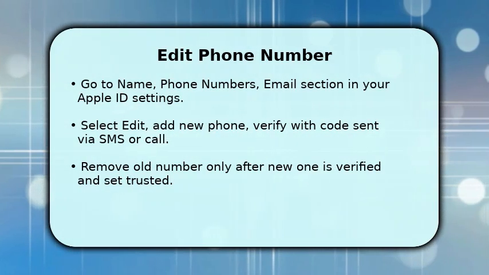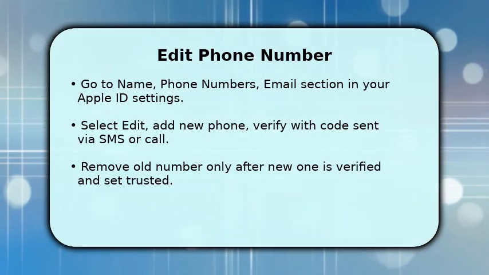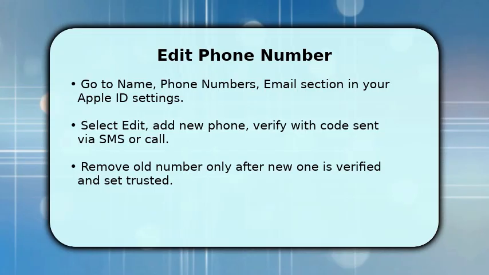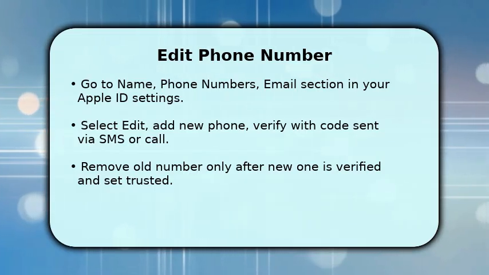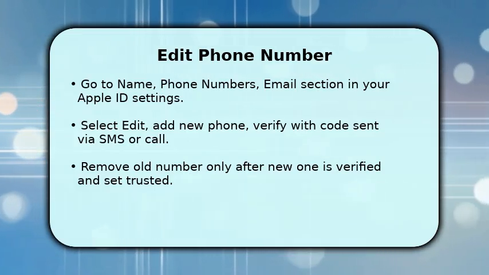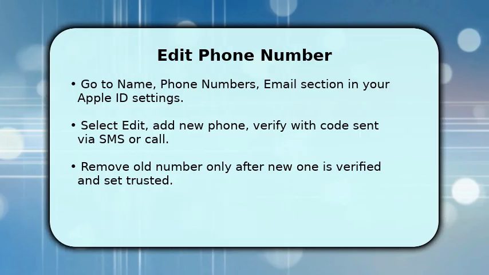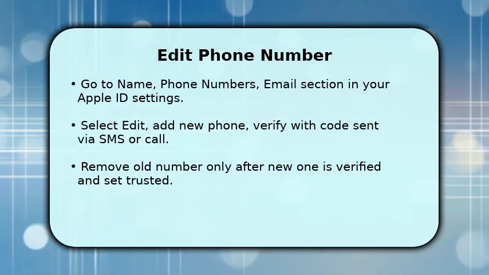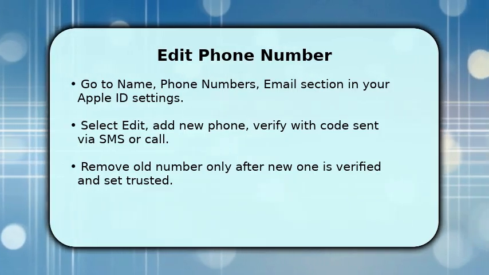Once on the account page, locate the phone numbers section and tap Edit to add a new number. Enter the new number exactly, choose SMS or call for the verification method, then wait for the code. When the code arrives, enter it immediately to verify the number. After verification, mark the number as trusted, and if needed, remove the old number.